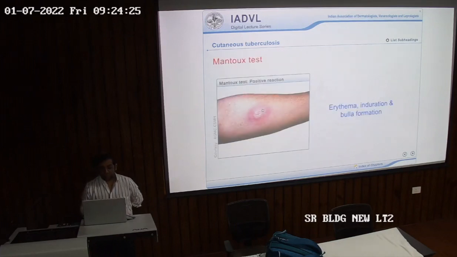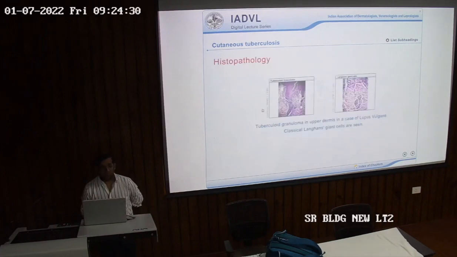Mantoux test here shows the erythema, induration, and bulla formation. Histopathology: the tubercular granuloma and epidermis in the case of lupus vulgaris. Classical Langhans giant cells are seen.